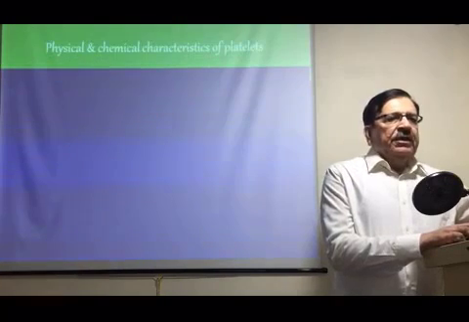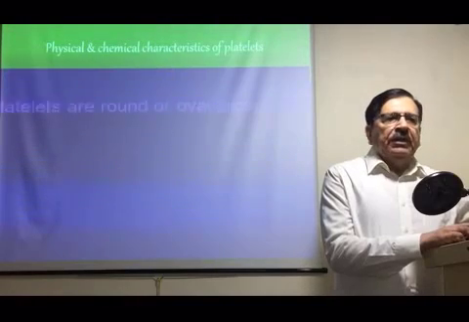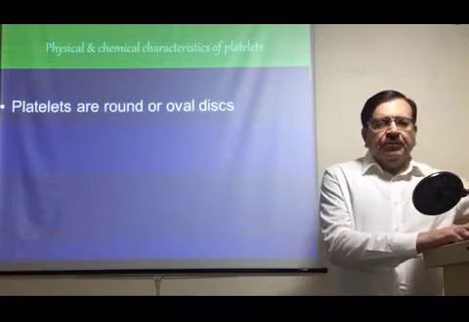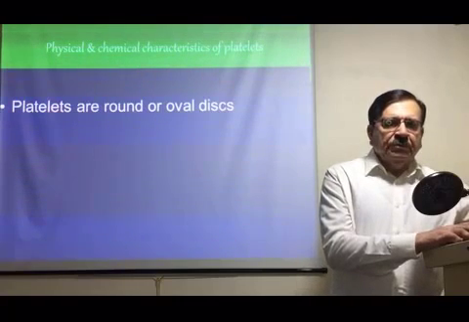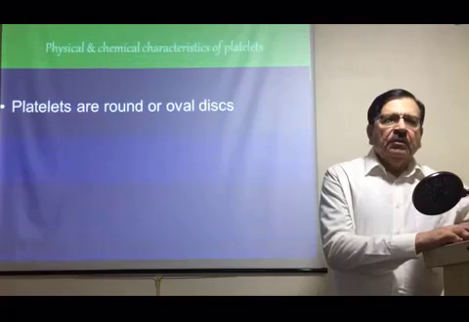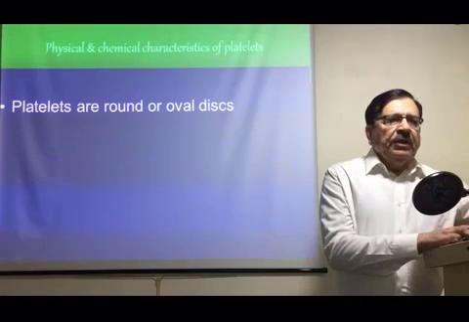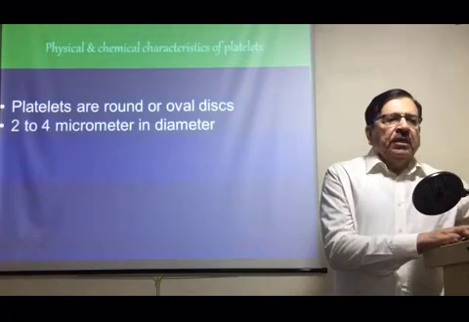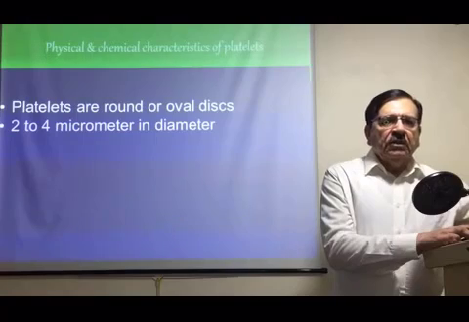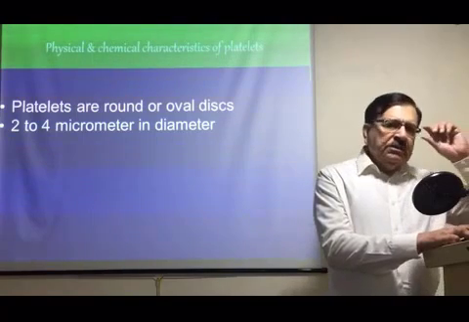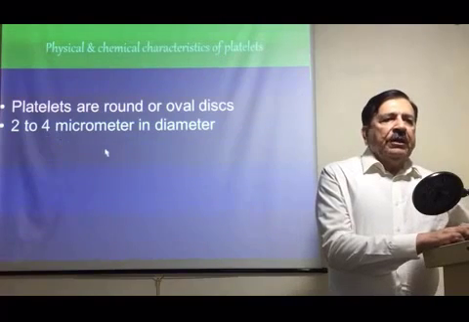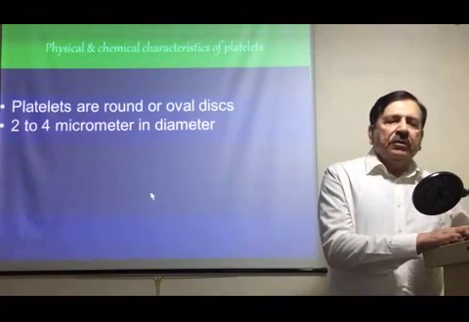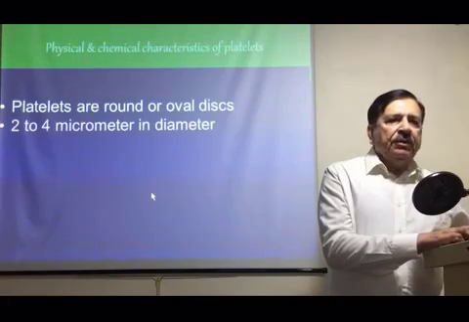Now, physical and chemical characteristics of platelets. Because platelets play the main role in the hemostatic process, we must know about the platelet characteristics. Platelets are round or oval discs. They are 2 to 4 micrometers in diameter. We know the size of a red blood cell is 7 to 8 micron, but the diameter of a platelet is 2 to 4, or half of the diameter of an RBC.